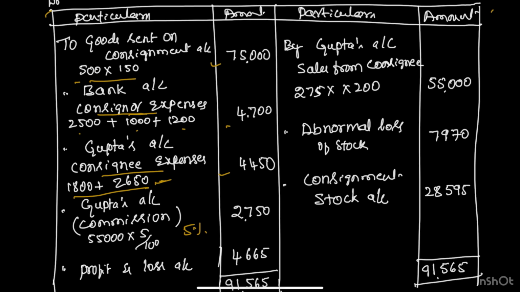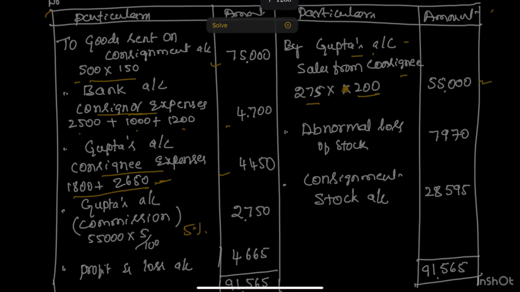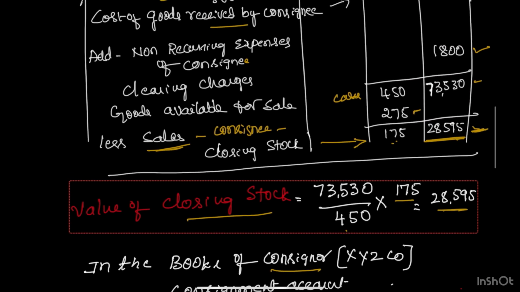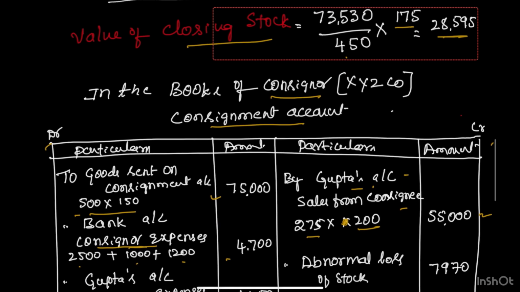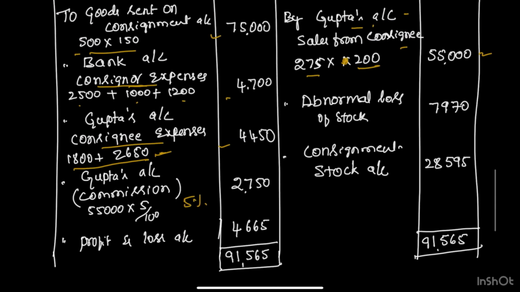So what is the total sales done by the consignee, Gupta's account, sales from the consignee: 275 at rupees 200. Total value becomes 55,000. And there is an abnormal loss, which we have derived here. This abnormal loss, the value 7,970. The loss to be taken here.